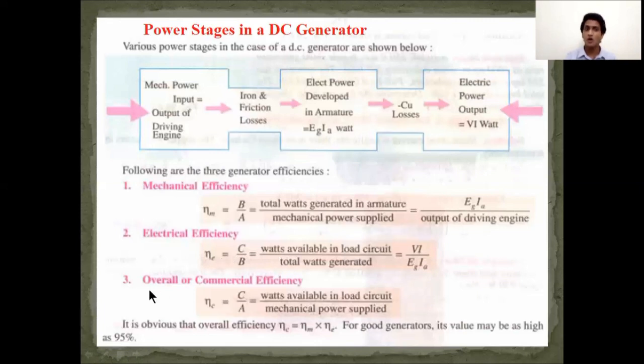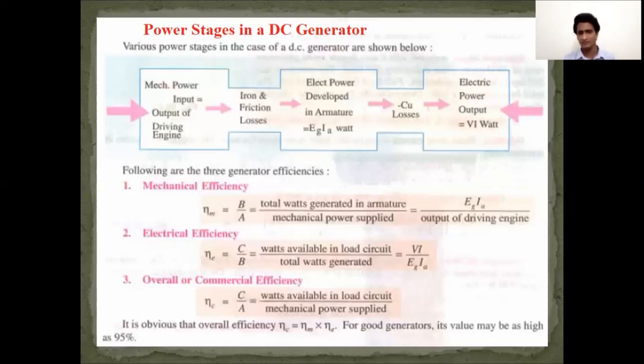Then what is the overall or commercial efficiency of DC generator? When a mechanical input is given to my DC generator, finally an electric power output will be obtained from the terminals of DC generator. So the main output to the main input, that is the overall or commercial efficiency of my DC generator. So commercial efficiency is equal to watts available in the load circuit divided by mechanical power supplied. Hope it is clear for you.